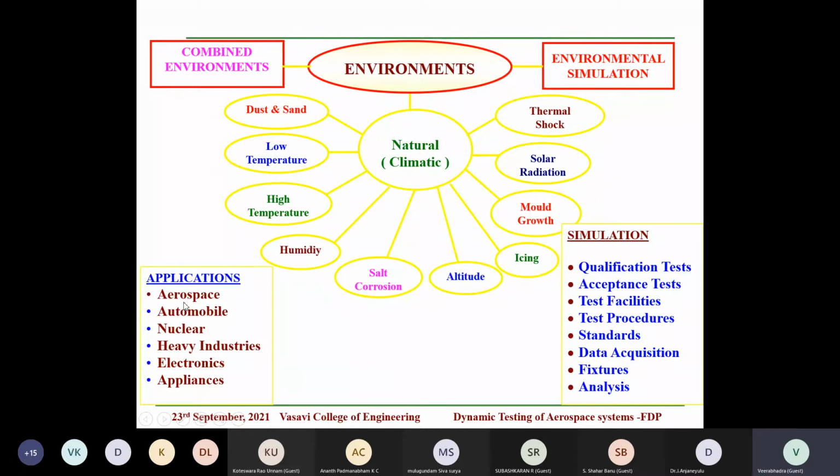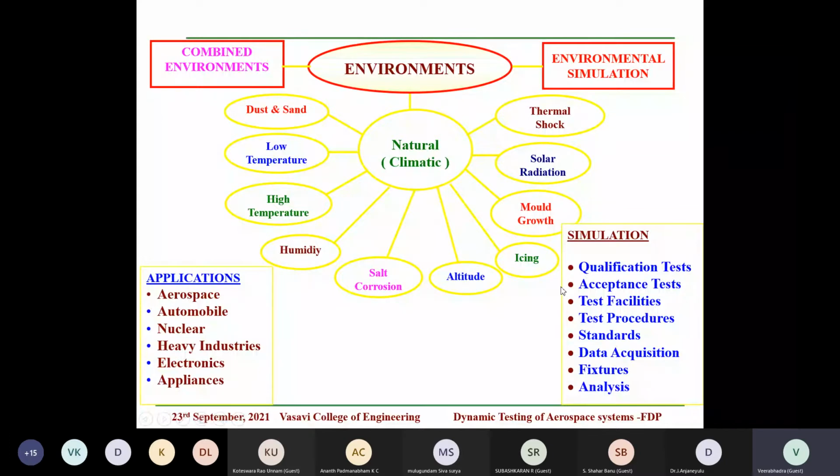These are used in applications I have listed here, mostly aerospace, automobile, nuclear, heavy industries, electronics and appliances. And while simulating, there are different tests again. We call them qualification test and acceptance test. The difference between them is that qualification is verification for design. If the levels are high and we are trying to validate the design, we call it a qualification test. And we do this batch-wise, or once in a lifetime.